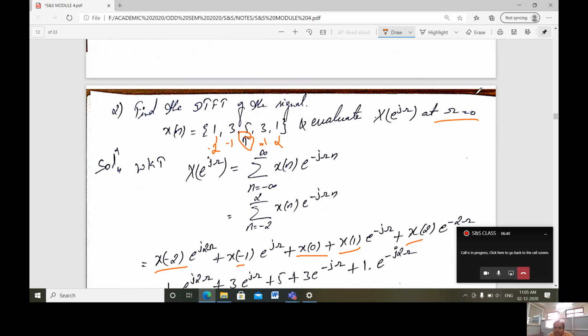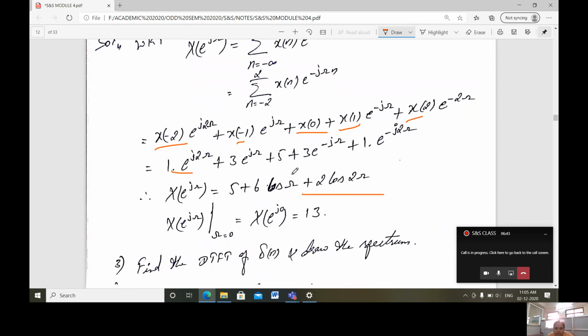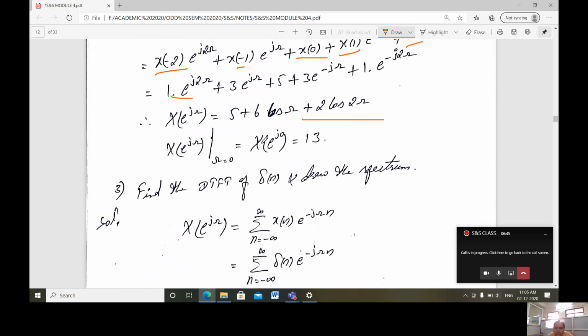Then the condition at omega equals 0: cos of 0 is 1, cos of 0 is 1, 5 plus 6 plus 2, you'll be getting 13.